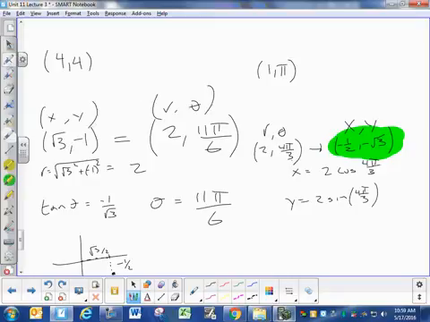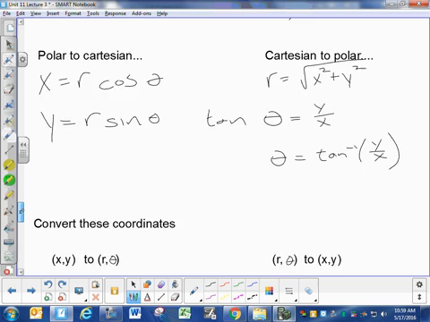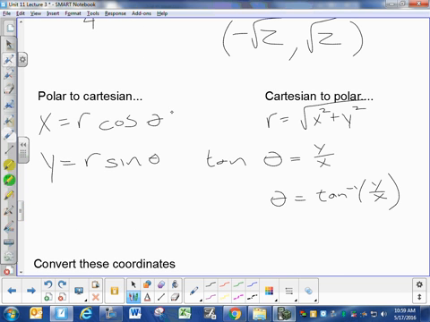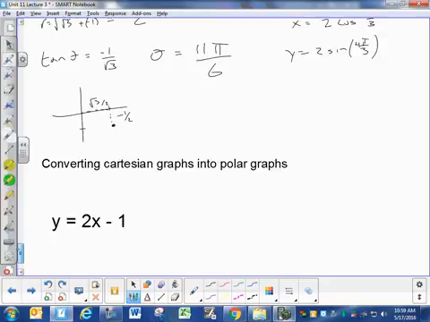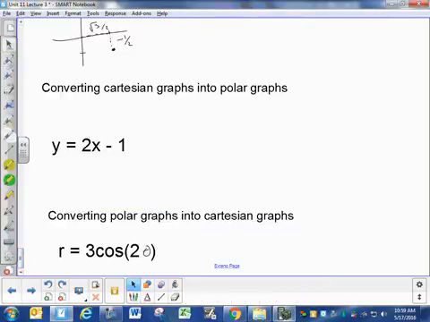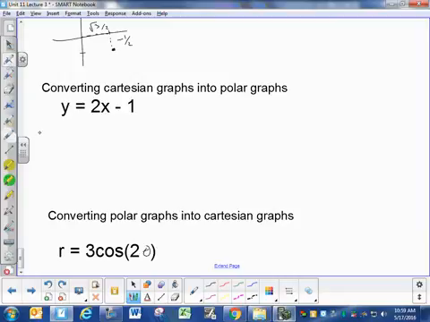Okay? I'd expect you to be able to convert a couple points. I'd expect you to graph. Last couple things. What is cool about this is we don't have to just use these to convert points. We can help convert equations into Cartesian equations or to polar equations. Example, if I have y equals 2x minus 1, I can actually convert this into a polar equation because I know y is equal to r sine theta. I know x is equal to r cosine theta. I could solve for r, and I can actually graph this as a polar, and it would be the same as y equals 2x minus 1.